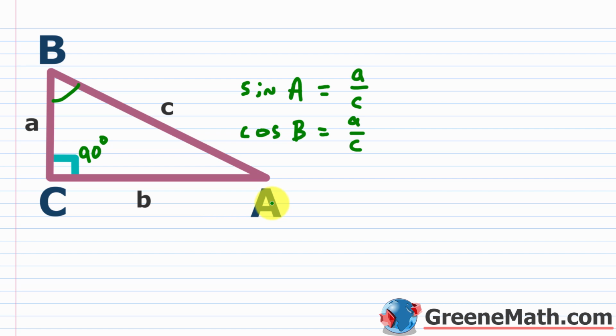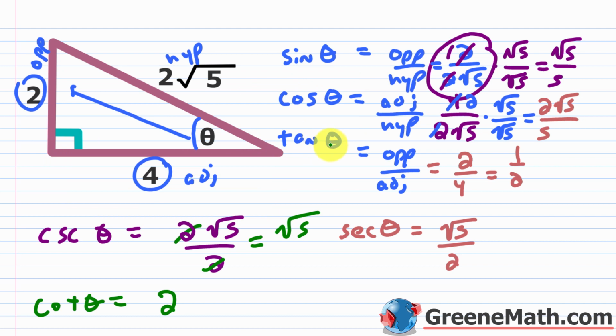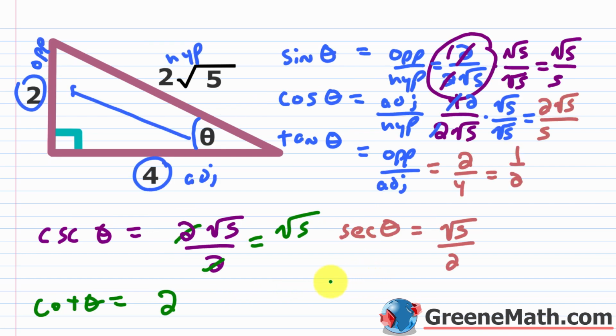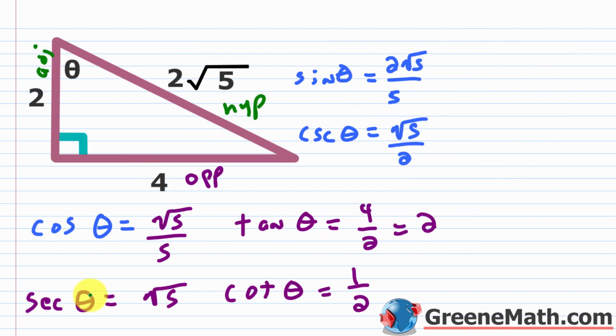If two angles sum to 90 degrees, they're complementary angles. So because these two angles, A and B, are complementary, and our sine of A is equal to our cosine of B, we say the functions sine and cosine are co-functions. We also say that tangent and cotangent are co-functions. And then we can say secant and cosecant are co-functions as well. And if you want to go back, if you look at the tangent of theta here, it's a half. And if you look at the cotangent of theta here, it's a half. If you look at the cosecant of theta here, it's square root of 5. And if you look at the secant of theta here, it's square root of 5.